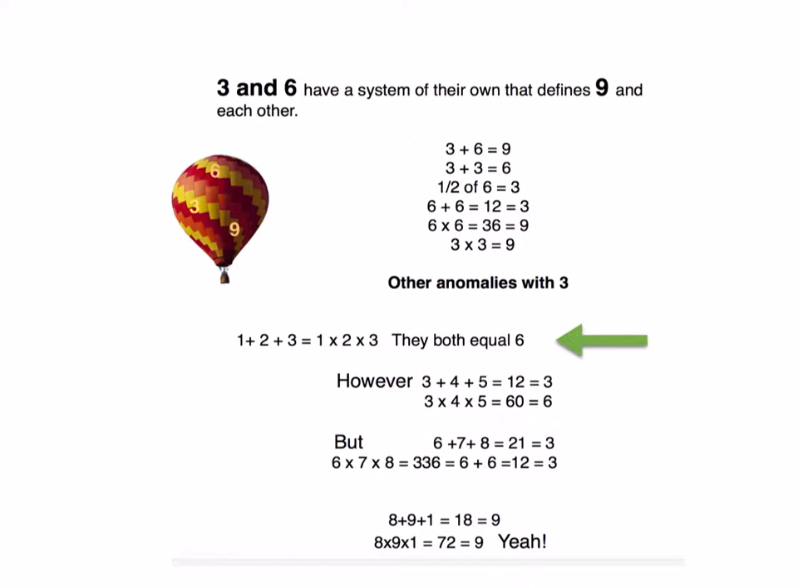8 plus 9 plus 1 equals 18, and that equals 9 because 8 and 1 is 9. 8 times 9 times 1 is 72, and that equals 9. Yeah, the numbers come out the same with 8, 9, 1, and 1, 2, 3.